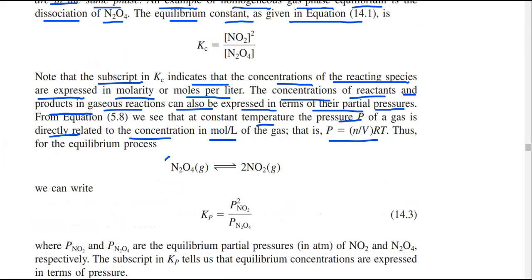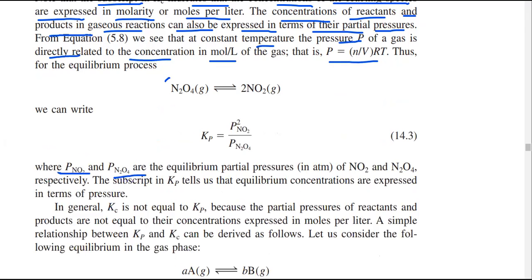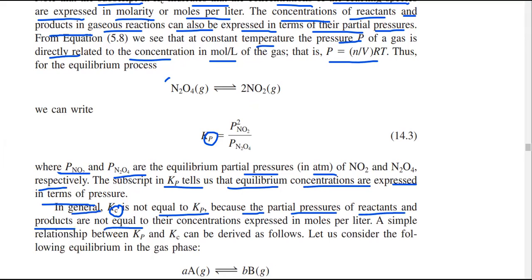In place of concentration, you can write the pressure, that is, the partial pressure of NO2 and the partial pressure of N2O4, where P NO2 and P N2O4 here are the equilibrium partial pressures in atmospheres of NO2 and N2O4 respectively. And the subscript p of K in Kp tells us the equilibrium concentrations are expressed in terms of pressure. In general, Kc is not equal to Kp because the partial pressures of reactants and products are not equal to their concentrations expressed in moles per liter.